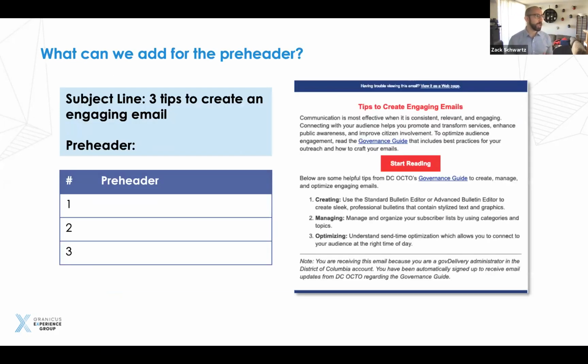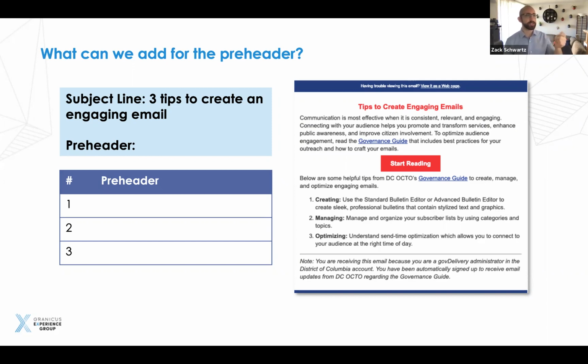So this is a little exercise we want to run here. This email is something that we sent out. This is part of the education series for the governance guide. The email is promoting tips to create engaging emails. The CTA button is start reading. And we've got some highlights of what you'll get from the governance guide as a little bit of a teaser to get you to click on that button.